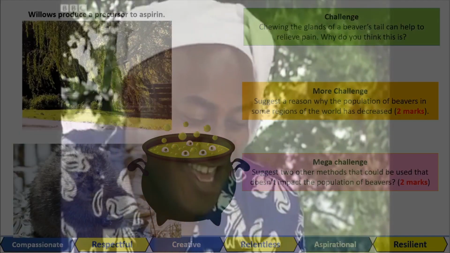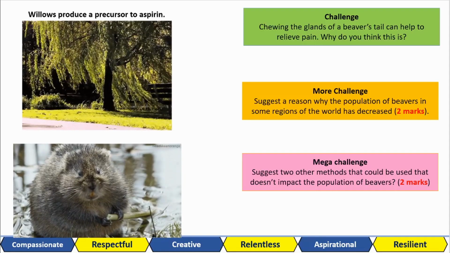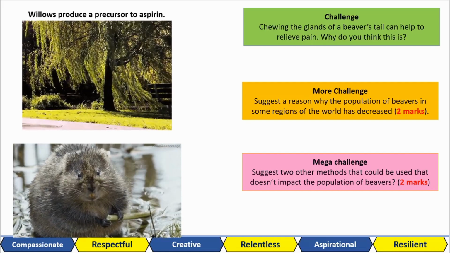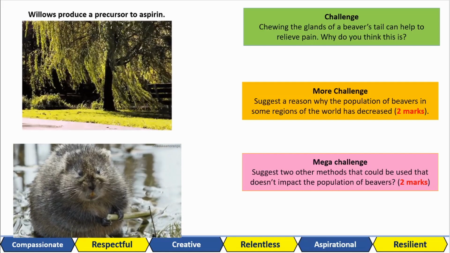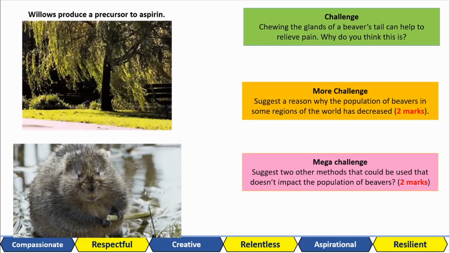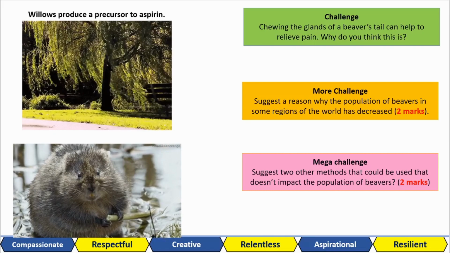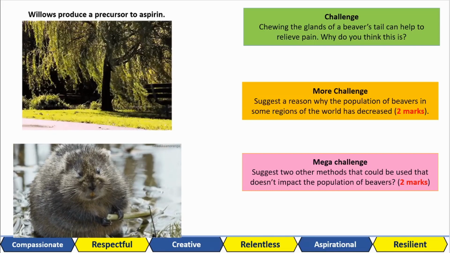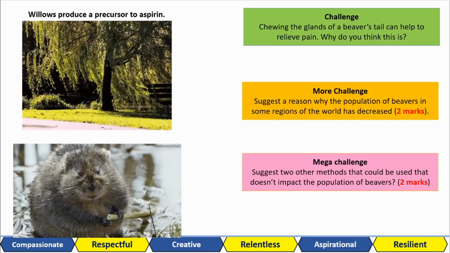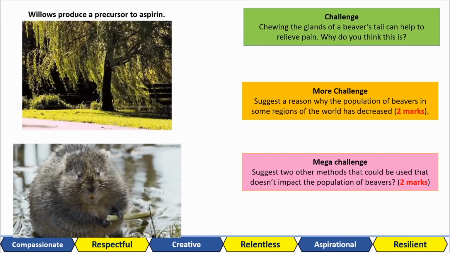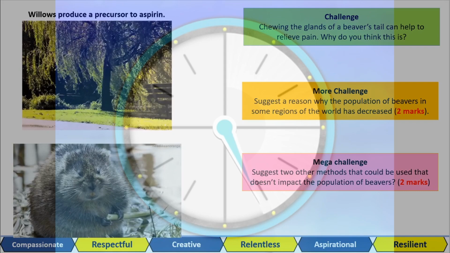Yeah, boy. That's it. The more challenge question builds upon the previous question and asks you for 2 marks why the populations of beavers decreased in some regions. And finally, the mega challenge question asks you to suggest 2 methods that do not impact the population of beavers. You have to have the previous question correct to get this one. Pause and have a go.